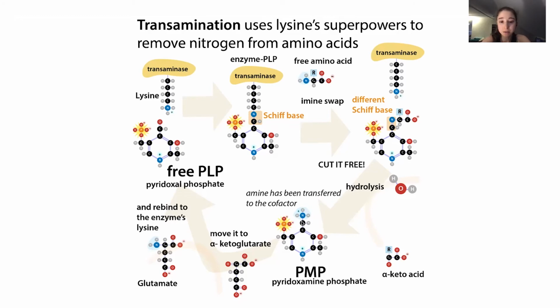So now we have the amino group, we've transferred it, but it's still stuck on this. And so we want to get rid of it, and we can get rid of it by moving it to alpha ketoglutarate. And when we do that, we make glutamate. And then this PLP is regenerated, because you removed that amino group. And so now we can use it again in this reaction.